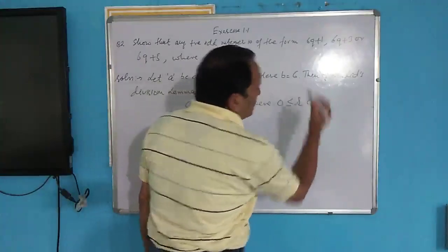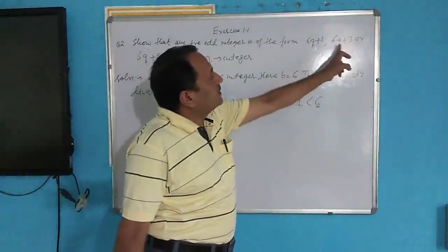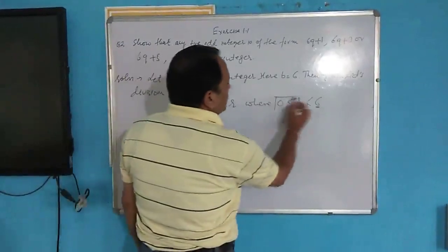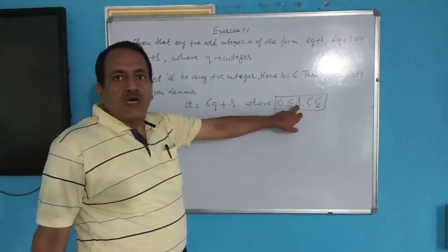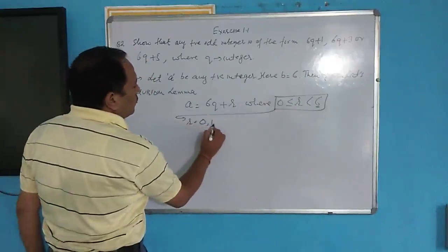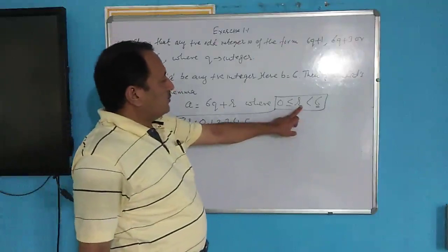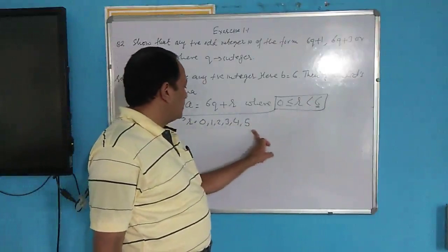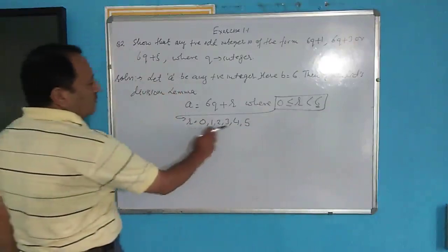So here we are taking 6 in place of divisor b, comparing with these three forms of the positive odd integer. From this condition of Euclid division lemma, the possible values of r come out to be 0, 1, 2, 3, 4 and 5, because the remainder is greater than or equal to 0 but less than 6. So these 6 values are the possible values of the remainder. Now we will take these possible values one by one.